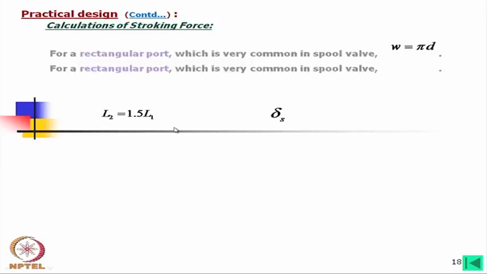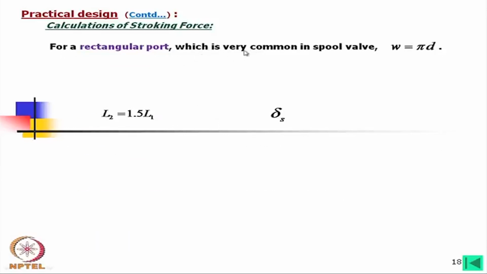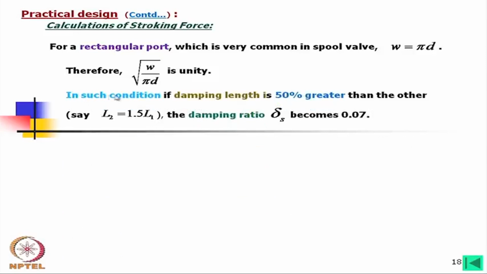So, for a rectangular port, which is very common in a spool valve, W is equal to pi d, the full open. Therefore, W by pi d is unity, and then in such a condition, if the damping length is 50% greater than the other, that means L 2 we have considered 1.5 times L 1, the damping ratio becomes 0.07.